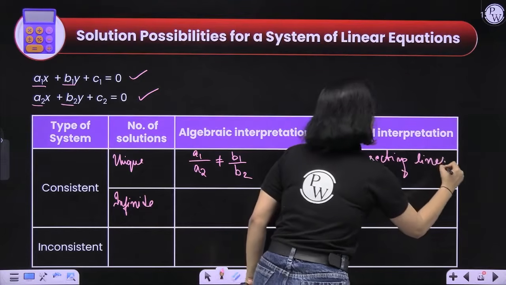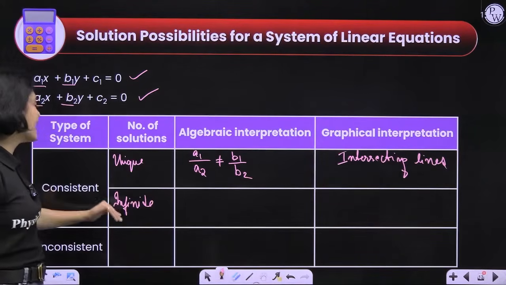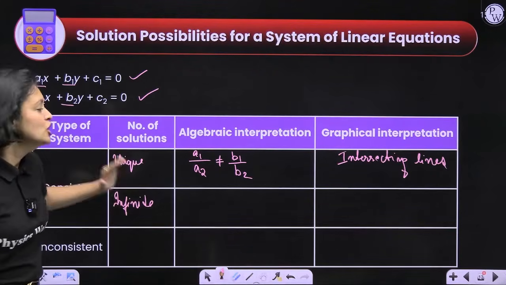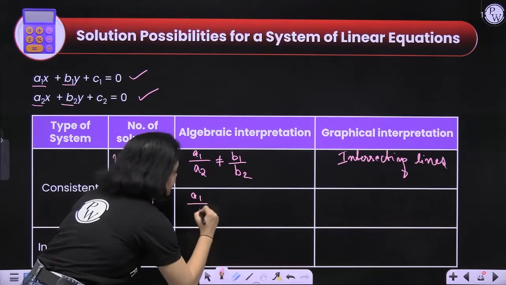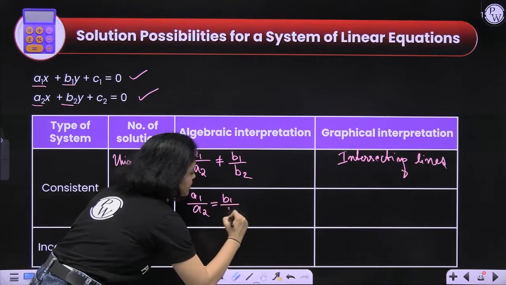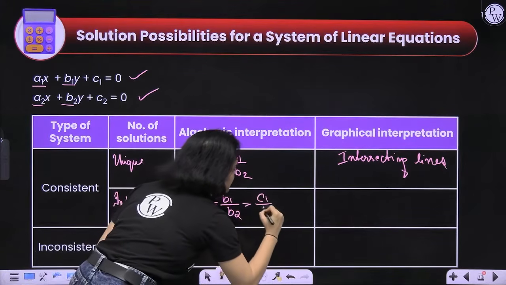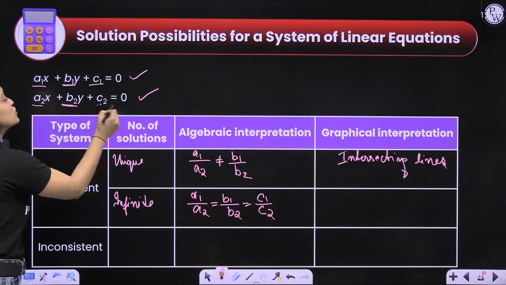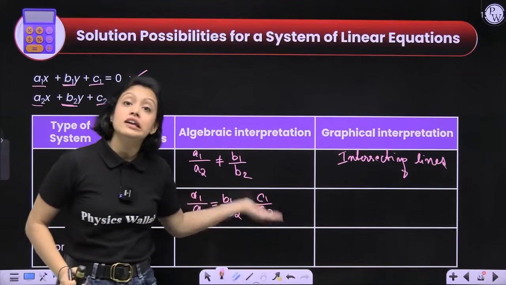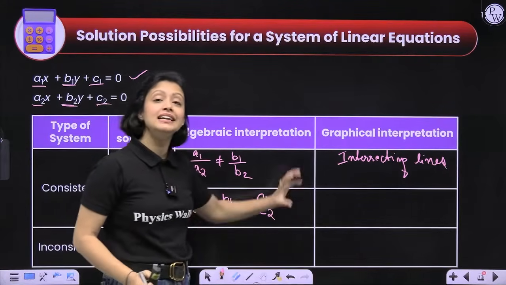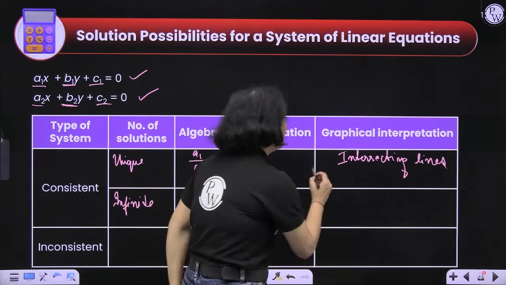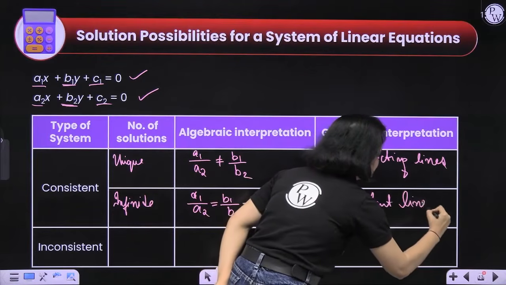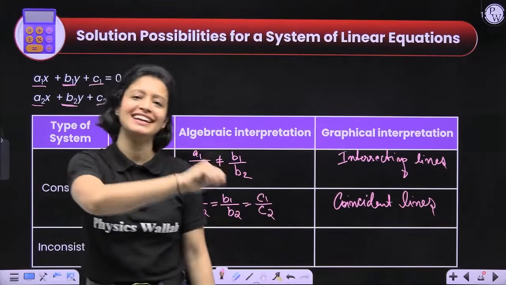Right? Okay. Now, let's come to the second scenario, everyone, where the system is consistent, but the number of solutions is infinite. When does that happen? That happens when the ratio of A1, A2 is equal to the ratio of B1 and B2, which is equal to the ratio of C1 and C2. That means A1 by A2 is equal to B1 by B2 is equal to C1 by C2. If all these three things are equal, then and only then will the system have infinite solutions, and the lines would be coincident lines. The graph would be of two coincident lines, right?